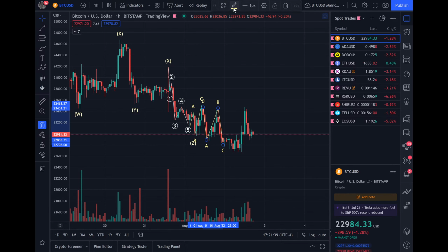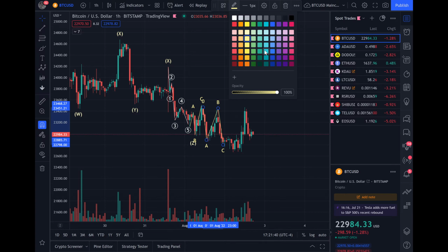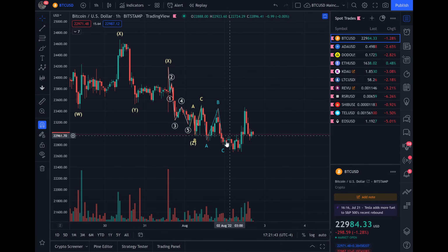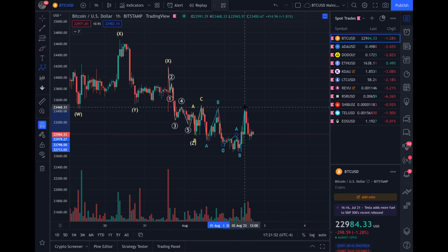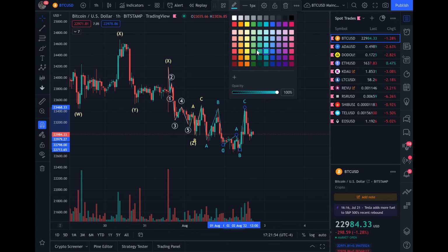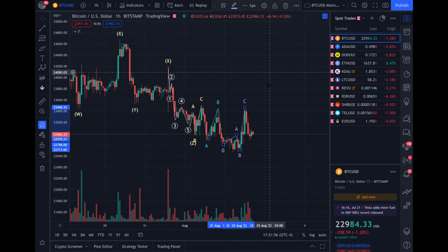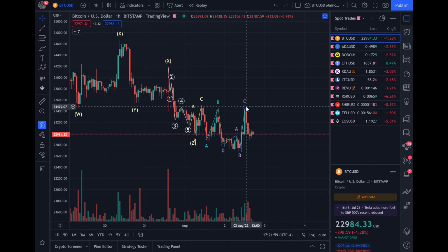Let's change that color. Let's just make it blue. And then I need another degree of an A and a B. So here it looks like I have 3 waves up here for my second degree A wave. Let's make that purple. And this may just be my second degree B wave right here as a zigzag coming down.